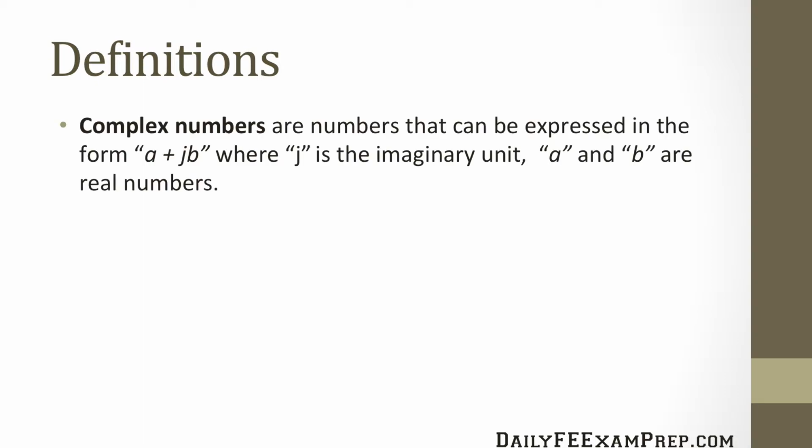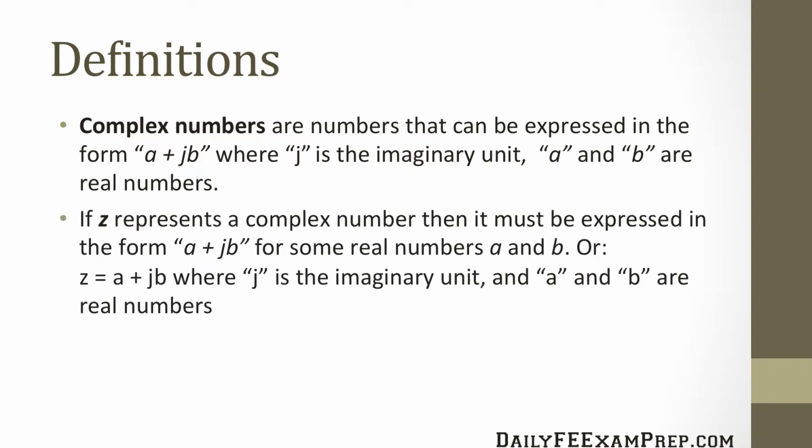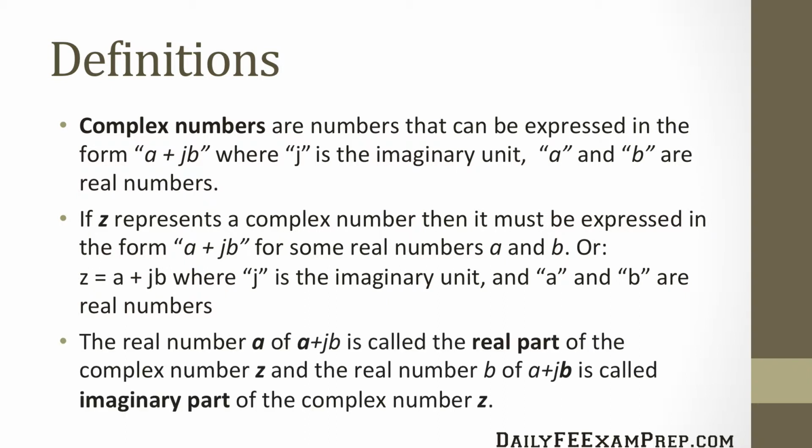Okay, so in the definition that we're going to talk about, complex numbers are numbers that can be expressed in the form a plus jb, where j is the imaginary unit, a and b are real numbers. If z represents a complex number, then it must be expressed in the form a plus jb for some real numbers a and b. Or z is equal to a plus jb, where j is the imaginary unit and a and b are real numbers.